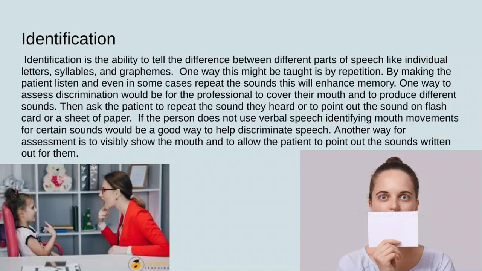Another way for assessment is to visibly show the mouth and allow the patient to point out the sounds written out for them. So if somebody is nonverbal, it is absolutely okay for them to be able to view the mouth if they have hearing loss for the assessment and also for the repetition, just allowing them to see the mouth movements and also to even help them repeat the movements. That way they can identify them on another person. This would definitely be beneficial for them.